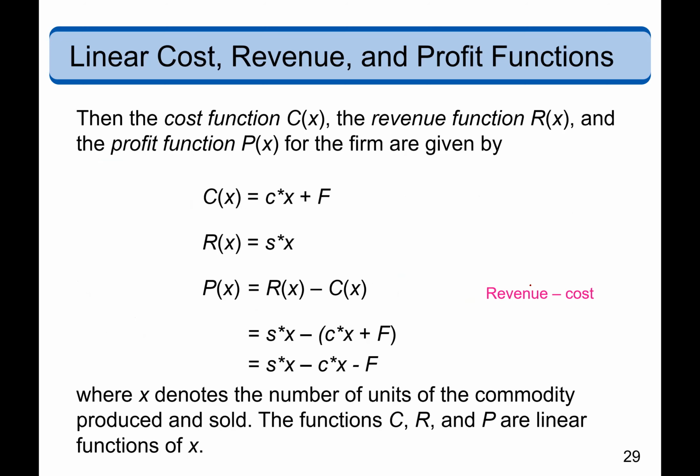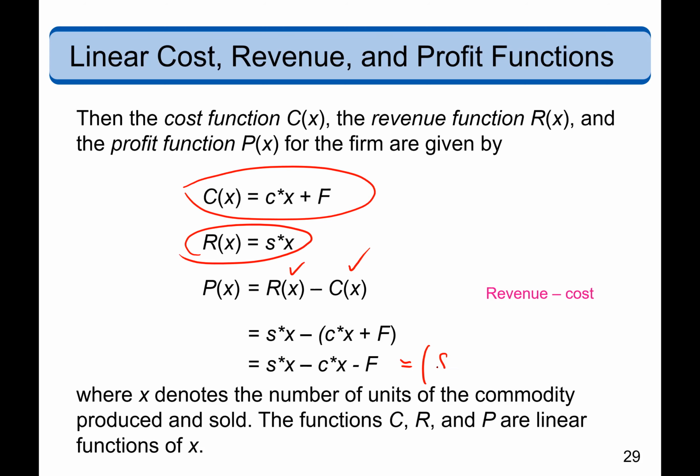So now the cost function can be written as C times X, where C represents cost per unit times total units produced, plus the fixed cost F. So this is the cost function. The revenue function is S dollars per unit times total units sold, S times X. And the profit function is the revenue function minus the cost function, so it will be S times X minus parentheses C times X plus F. When you expand, you get this. Even better, if you factor out the X, it is S minus C times X minus F.